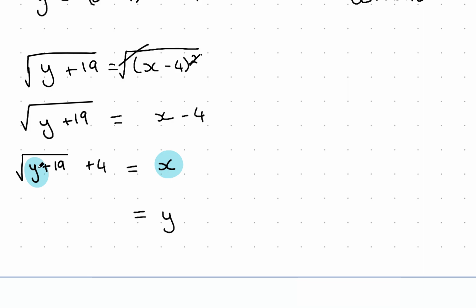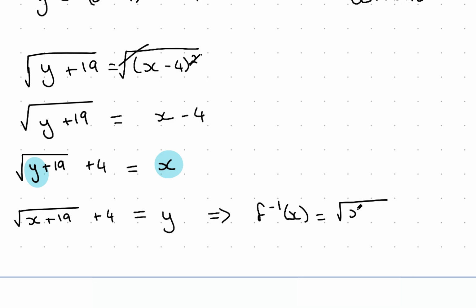So y is equal to the square root of x plus 19 plus 4. And then at this stage what we're going to do is replace y with our f inverse of x, the inverse function symbol. And I'm going to get the square root of x plus 19 plus 4. And that's it for quadratics.